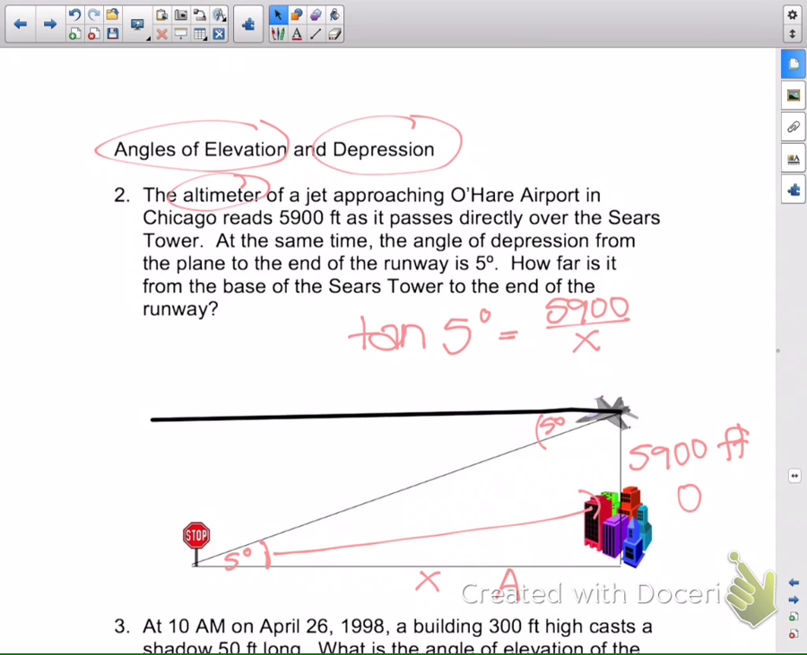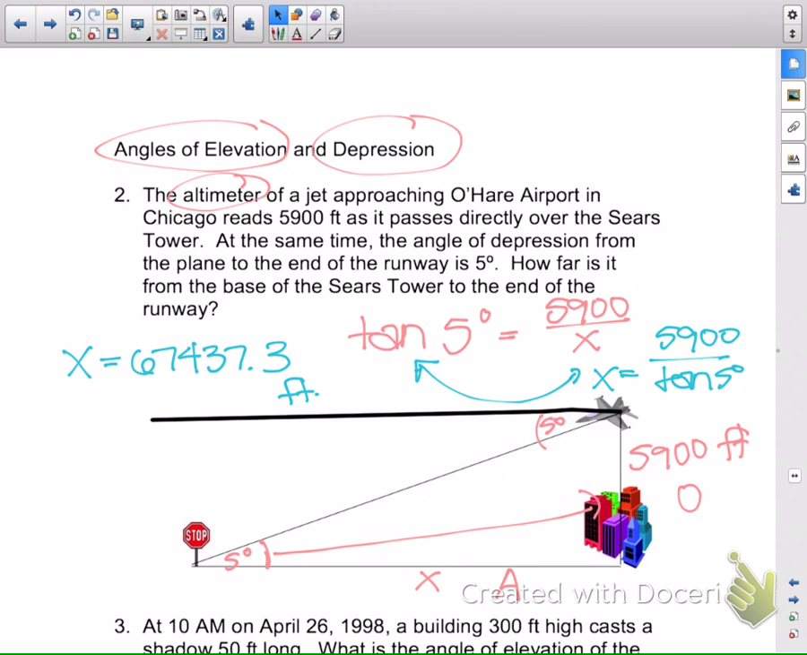All right, how many people know how to solve this on your paper before typing it in? What do we do with the X? We switch it with the tangent of 5. Okay? That's the easiest way to do it. X and tangent of 5 flip-flop, which means X is equal to 5,900 over the tangent of 5. There's only 2 ways to solve these. Either the number's on the bottom and you multiply it to the other side like we just saw, or the X is on the bottom and you switch it with the trig. Okay? So in this one, I'm going to type in 5,900 divided by the tangent of 5 degrees. That's going to tell me X is equal to 67,437.3 feet, because that's what they've been labeling here.